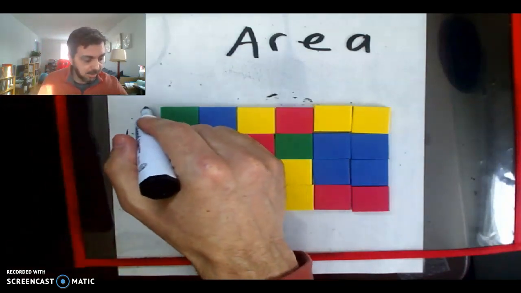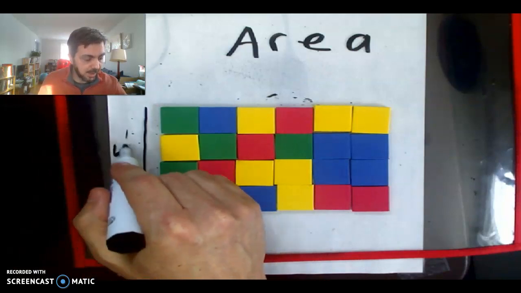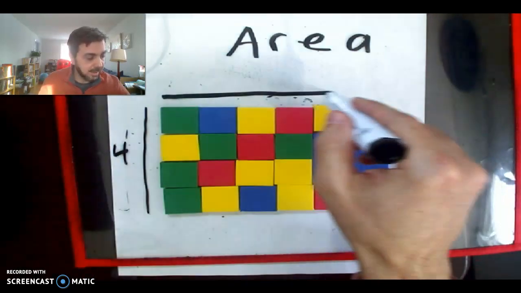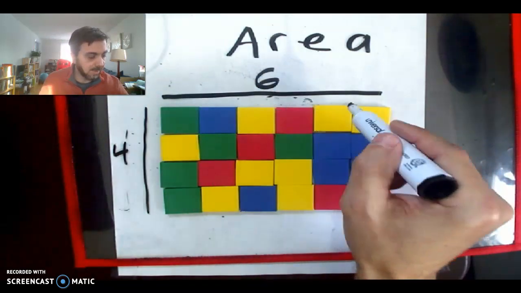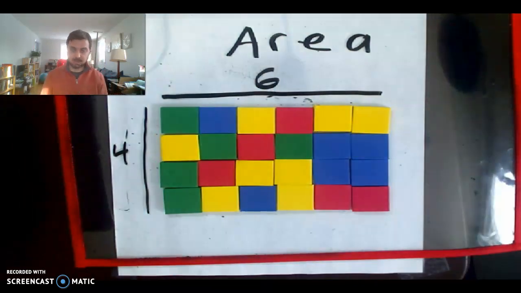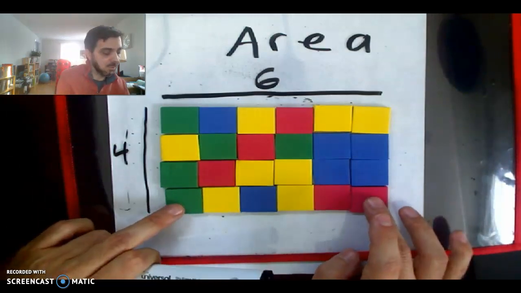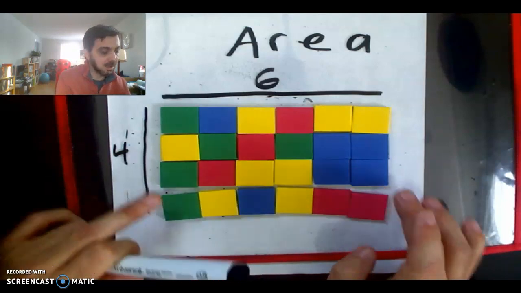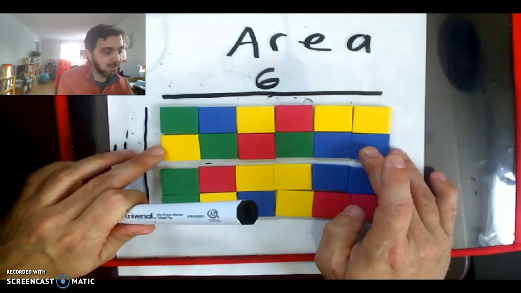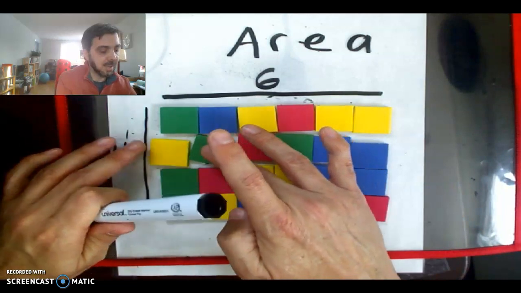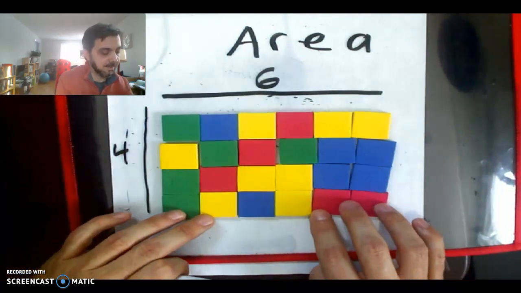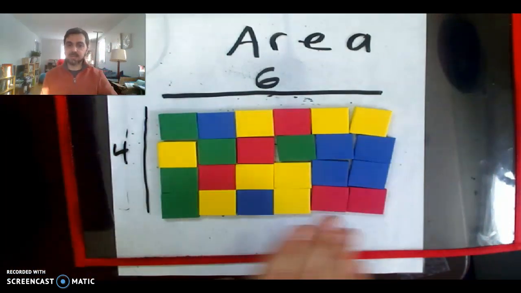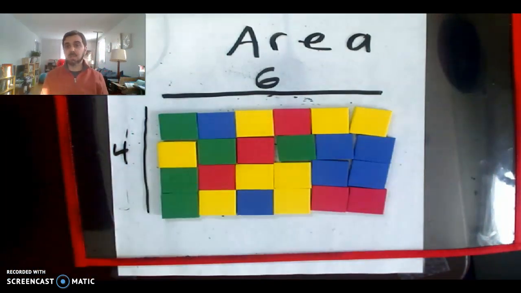The width is 4 inches, and the length is 6 inches. 1, 2, 3, 4, 5, 6 square inch tiles, okay? And you can see we have 1 row of 6, right? 2 rows of 6, 3 rows of 6, and these things are fickle. And 4 rows of 6, okay? So 4 rows of 6, or 6 times 4 equals 24.